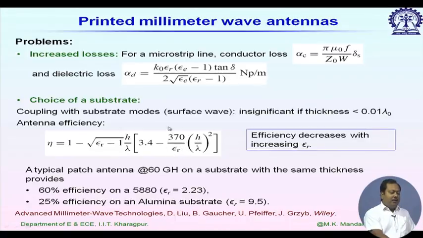Now, if I plot eta versus epsilon r for a given thickness, let us say h is fixed and frequency is also fixed, that means lambda is fixed. In that case, eta decreases with epsilon r. Why does antenna efficiency decrease with increasing dielectric constant? Because when we increase the dielectric constant, it generates more surface wave. The thickness of the substrate is fixed, but in terms of lambda, the effective thickness increases with increasing epsilon r.